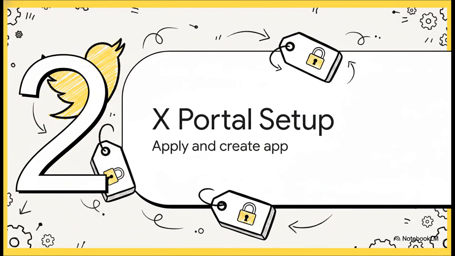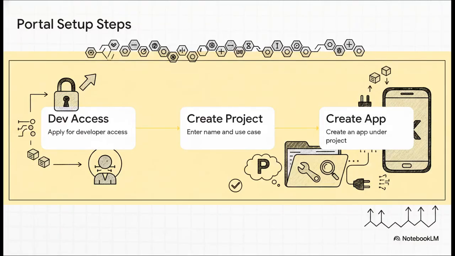Moving on to section 2, X developer portal setup. Apply and create app. Setting up the Twitter/X environment happens in 3 distinct phases. Step 1, you just log into the Twitter developer portal and apply for basic developer access. The source actually notes that approval for basic access is usually instant, so thankfully this is not going to block your CI/CD pipeline or delay your sprint.